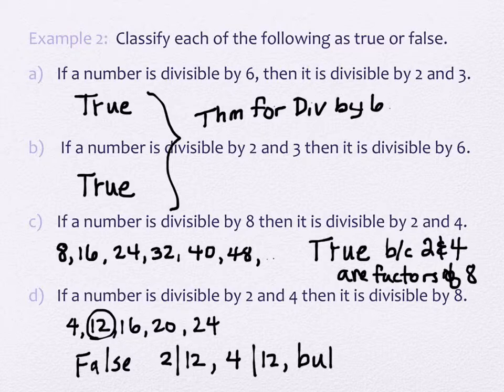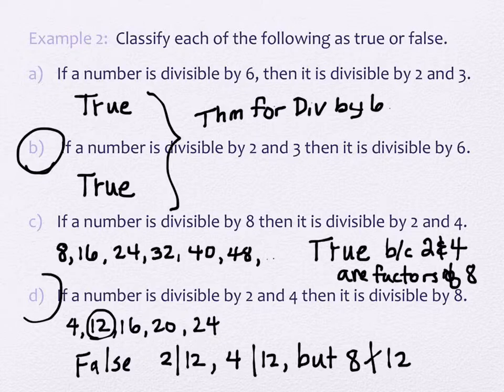But 8 does not divide 12. You're welcome to write that out in English, not symbols as well. But that's what that's saying. 2 works and 4 works to divide 12, but 8 doesn't. Why in the world is part B acceptable for 6 and part D is not acceptable for 8?